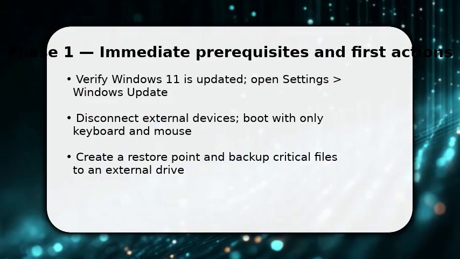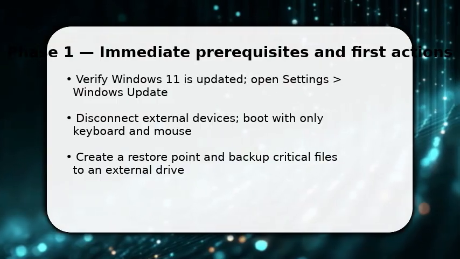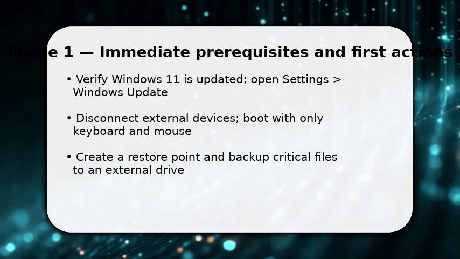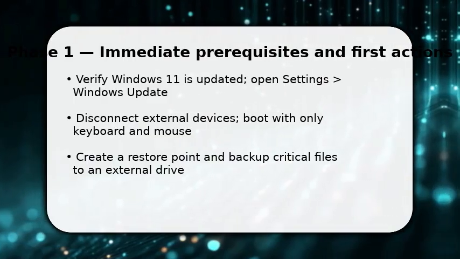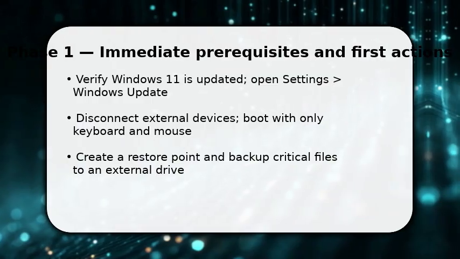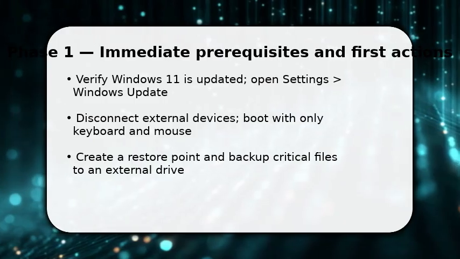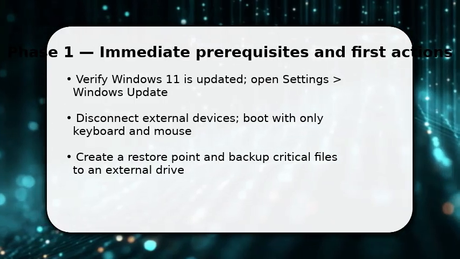You start by confirming Windows 11 updates are current because many system service exception issues stem from driver mismatches. Once done, disconnect all non-essential USB devices to rule out hardware conflicts. Make a restore point and a quick backup of key files. This lets you undo changes if needed.